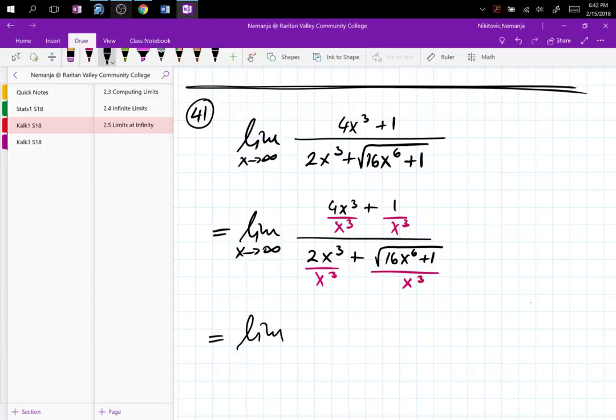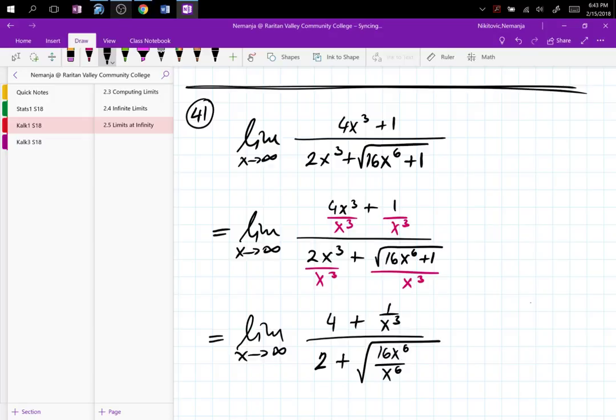positions. So now limit x goes to infinity. These guys cancel in the numerator, so it becomes 4 plus 1 over x cubed. In the denominator, we just have 2 plus, and now the square root becomes deep, so that we can have 16x to the 6 divided by x to the 6 plus 1 over x to the 6. So at this point, x cubed went under the square root and became x to the 6.